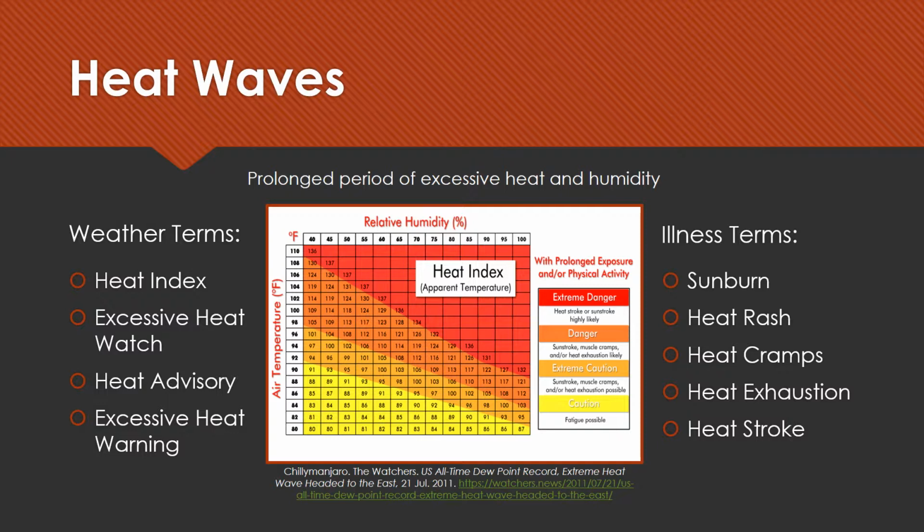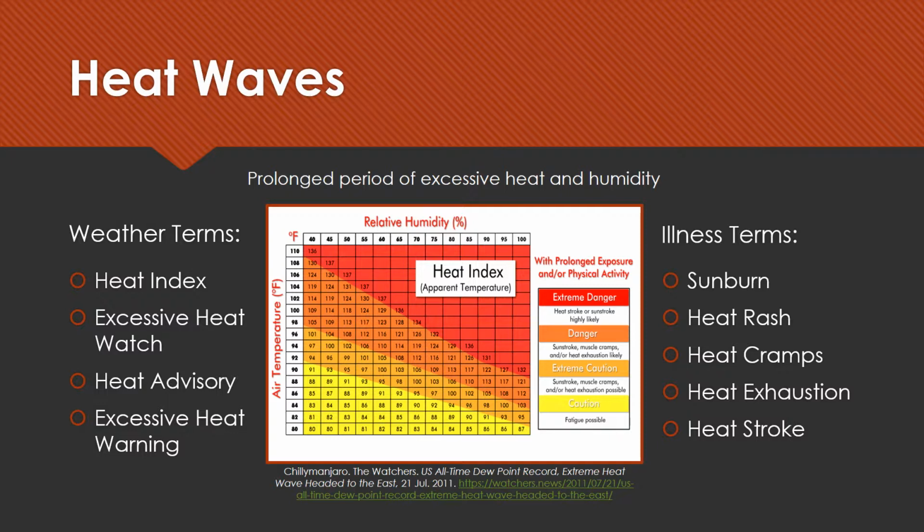Some illness terms include sunburn. Signs of a sunburn include painful, red, warm skin, and blisters. What to do during a sunburn is to stay out of the sun until you are healed, apply cool cloths or have a cool bath on the sunburn areas, use moisturizing lotion, and do not break blisters.